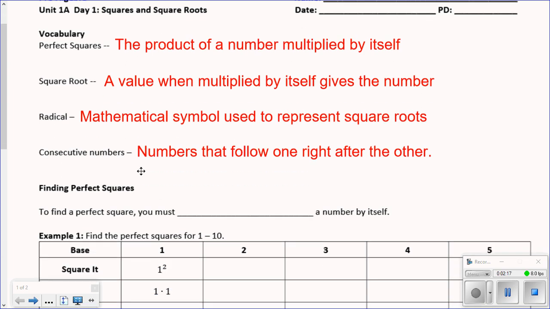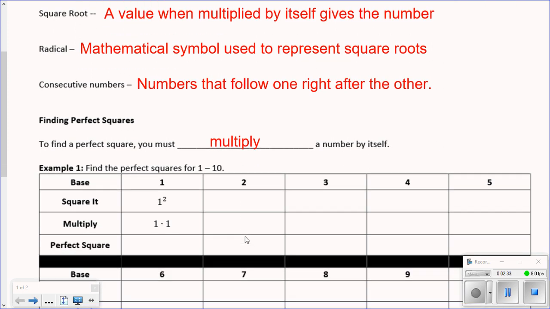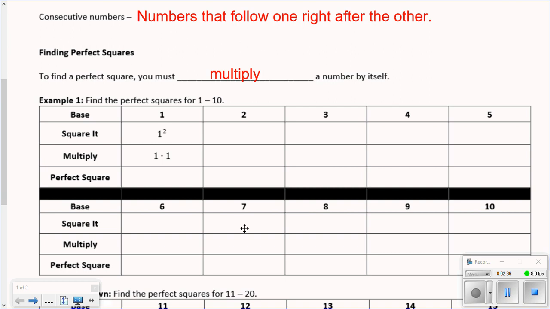Now, finding perfect squares. To find a perfect square, you must multiply a number by itself. That's it. All you have to do is just multiply a number by itself. And that result that you get is going to be your perfect square. So here's some examples. We'll do 1 through 10 together.